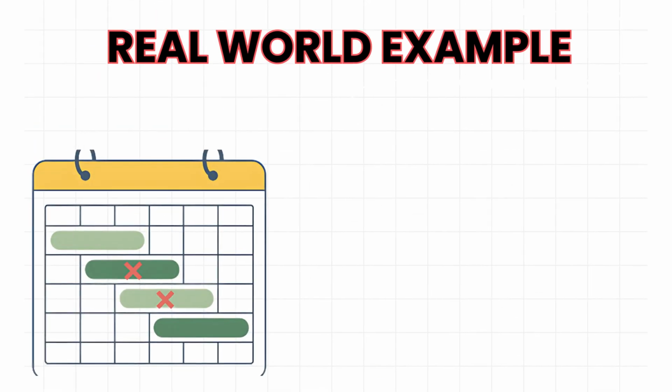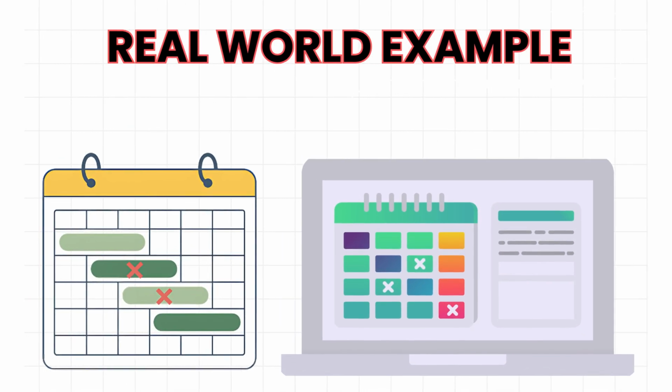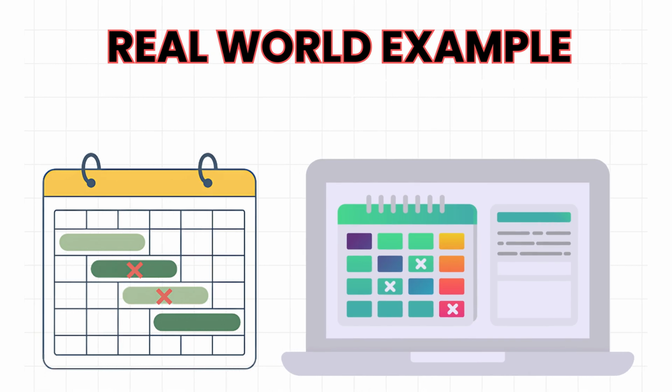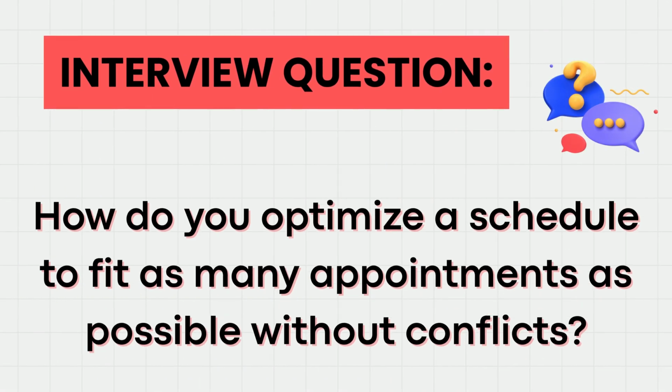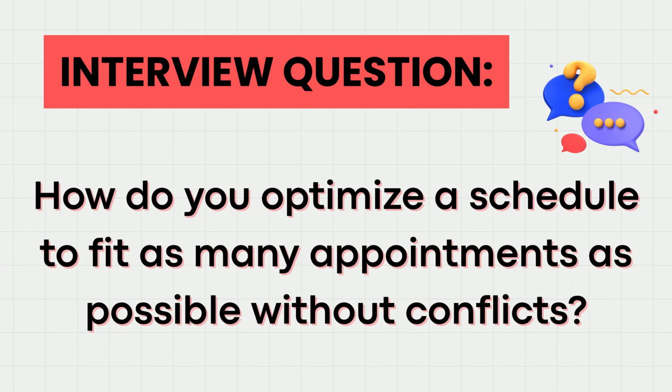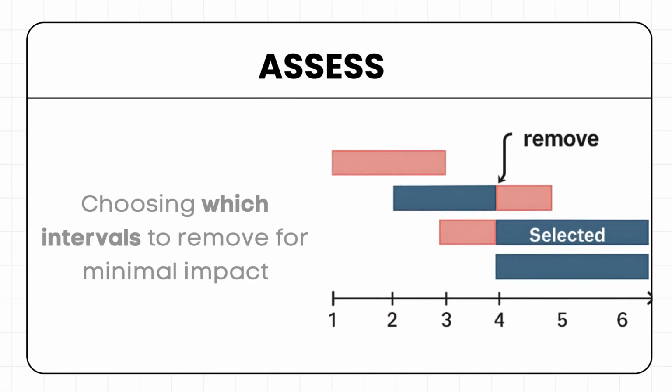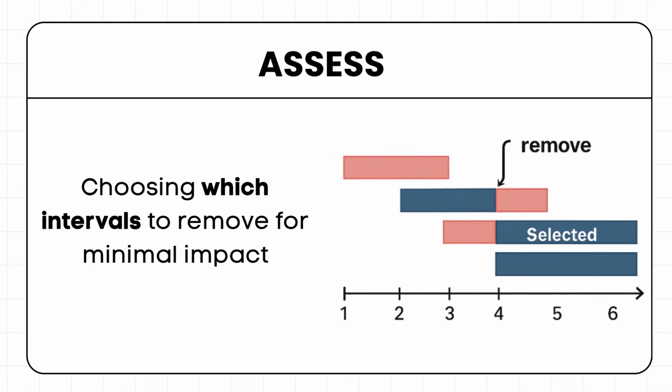Think of cleaning up an overloaded meeting calendar. What's the smallest number of meetings you need to cancel so that no two overlap? Interviewers might ask, how do you optimize a schedule to fit as many appointments as possible without conflicts? What's tricky? Choosing which intervals to remove for minimal impact.